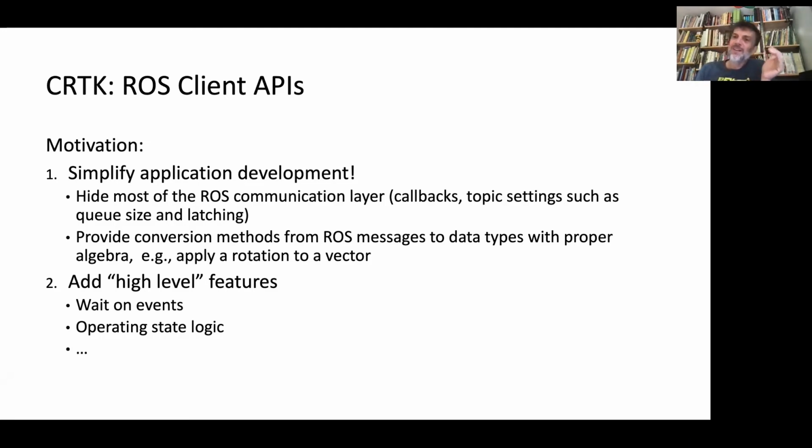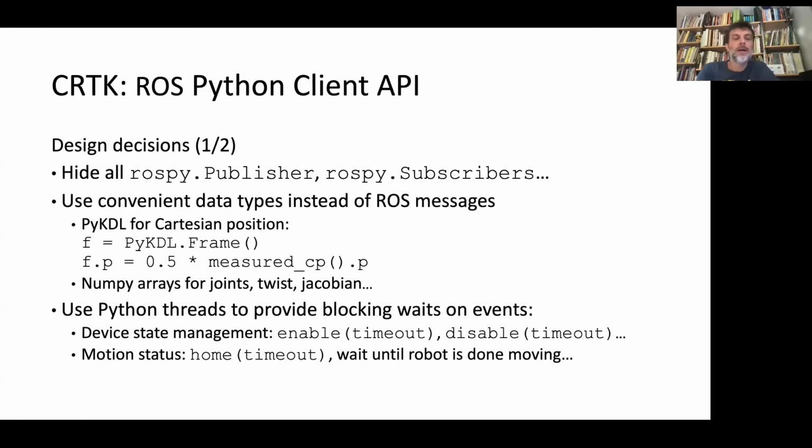Using conversion data types that make more sense. ROS sends you a struct. So a vector is X, Y, and Z. There's no available algebra on it. So the idea is to convert that under the hood to something that now you can do multiplication of frame by vectors. You can do all these kind of things. The other thing is also to hide high-level features. Like if you have a wait on an event, we can probably implement that instead of having every user running a while loop waiting for something to change. So all of that needs to be done.